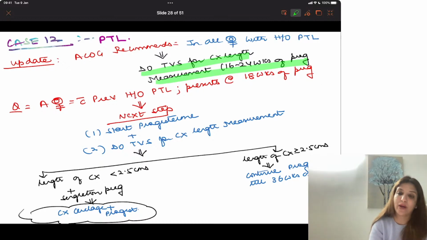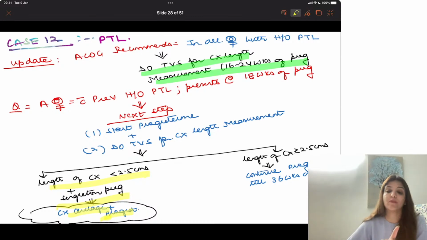On TVS, I have to measure cervical length. Now, if cervical length comes out to be less than 2.5 centimeters, and if it is a case of singleton pregnancy, then I have to put a cervical cerclage and I have to continue giving progesterone. So very, very important, the indications for doing cervical cerclage in preterm labor. ACOG says that you are going to do cervical cerclage only if your patient has history of preterm labor, number one. Number two, on TVS, the cervical length comes out to be less than or equal to 2.5 centimeters, and number three, she is carrying a singleton pregnancy. Right? Only if all these three conditions are fulfilled, then you have to do a cervical cerclage. Is that clear to all of you? So if your question says that it is a case of multifetal pregnancy.